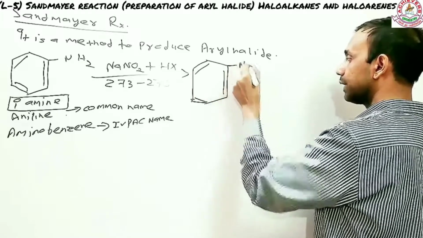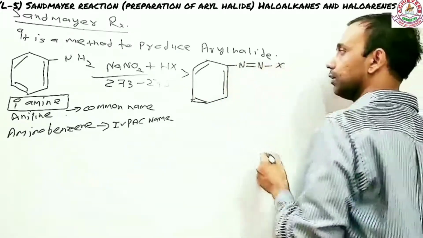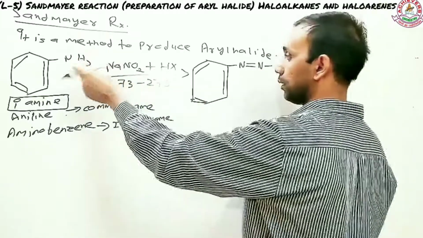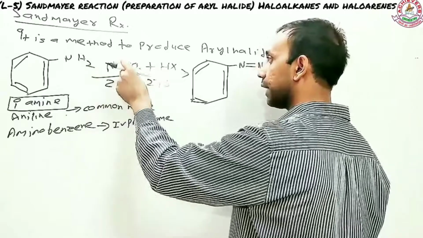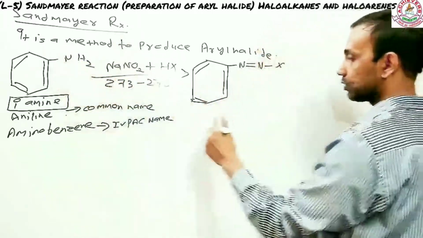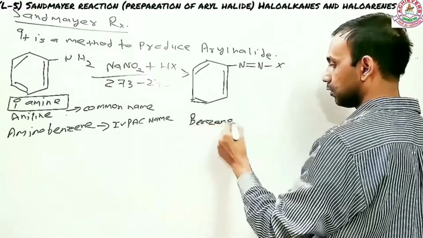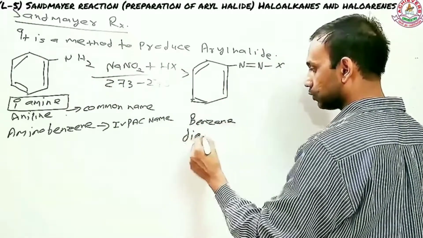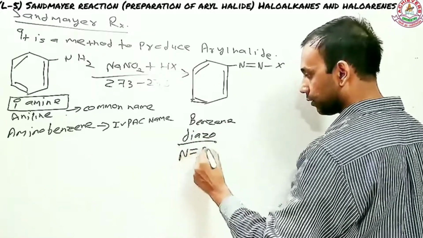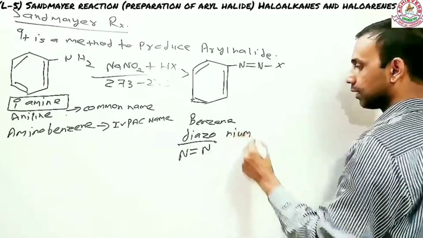What is a diazonium salt? Diazonium salt is something like this. Right? This is a diazonium salt. So what happened here? The nitrogen from sodium nitrite reacts with this nitrogen and it forms a diazonium halide. So this compound is called benzene diazonium halide. You need to understand that this N2 represents the diazonium group.